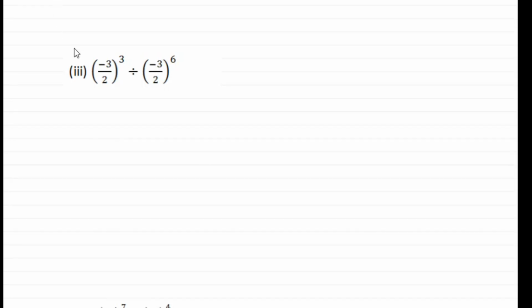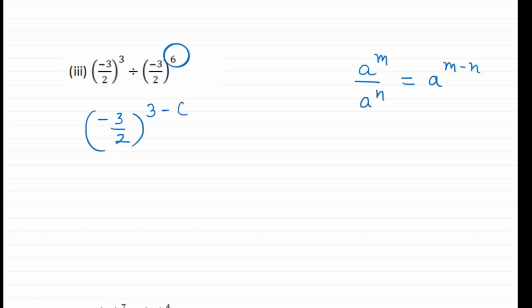Now what if you have (-3/2) to the power 3 divided by (-3/2) to the power 6. One law of exponent we know is that if you have a to the power m and a to the power n divided, the exponents get subtracted. So here it is the same. In the numerator the exponent is 3, and in the denominator the exponent is 6. So it will be 3 minus 6. So the answer will be (-3/2) to the power -3.